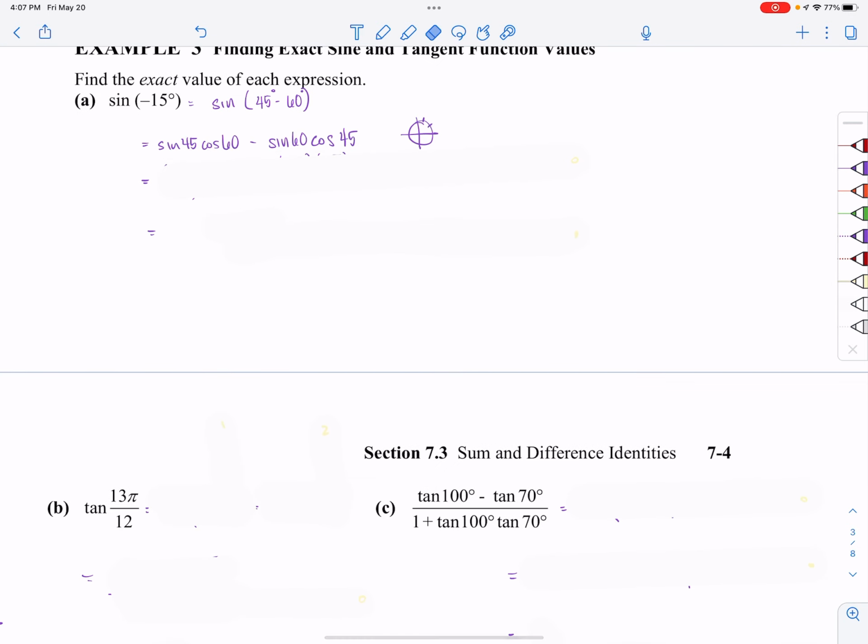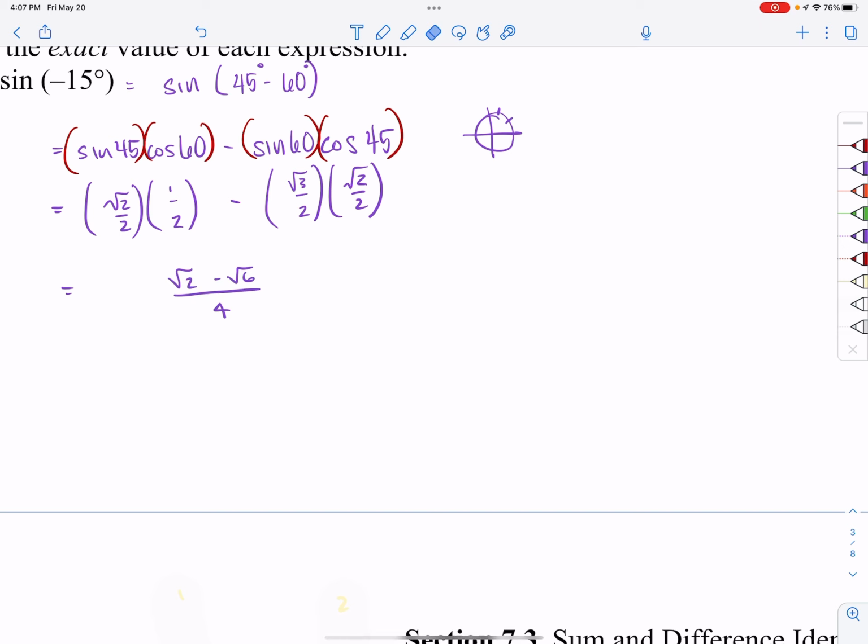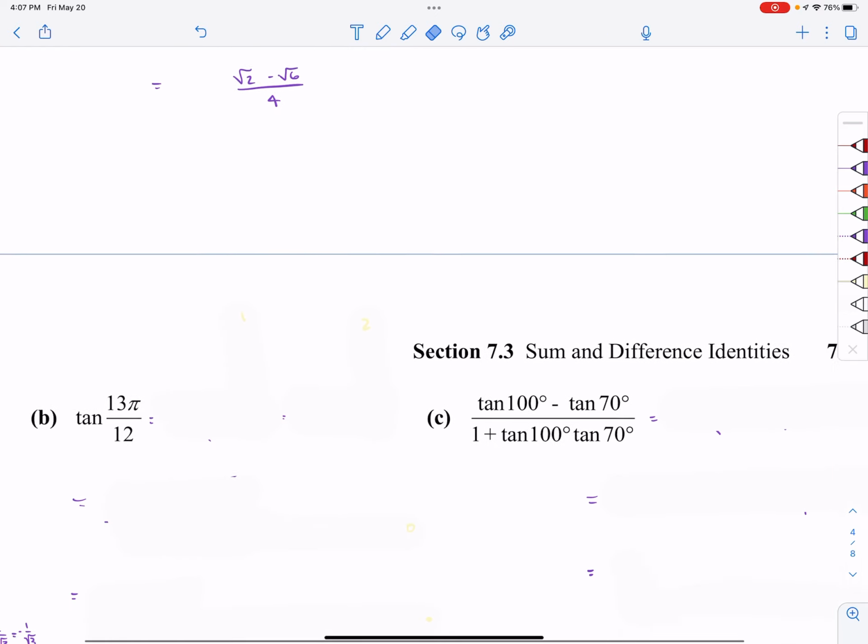All right, so we'll have sine 45 cosine 60 minus sine 60 cosine 45. Once again, just like we did in the cosine examples, we've got 4 different things that we want to find on our unit circle. You'll notice that I've already marked them on my unit circle, and so we'll just plug and chug. So here are the values straight off the unit circle, and now we just want to multiply in our terms, and then we'll subtract. In multiplying, you're going to get on top a root 2 minus a root 6 all over the common denominator of 4.